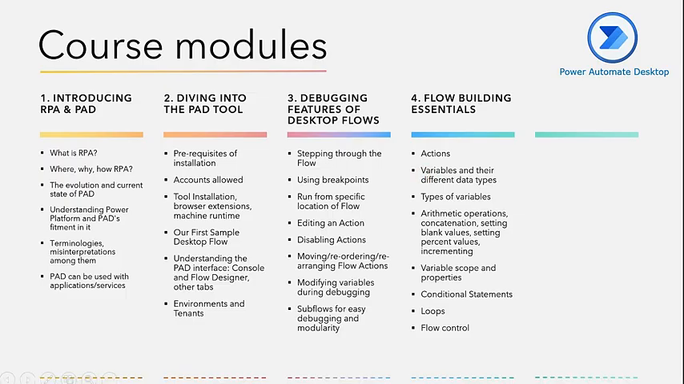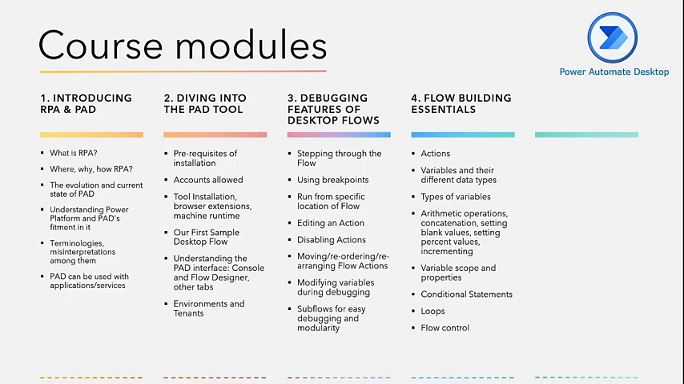Then the variables and their different data types. Data types meaning integer, string, and so forth. We'll be seeing all the available data types in PAD. Then the types of variables. A type of a variable is different from a data type. Type in the sense there are two types of variables, input output variables and flow variables in PAD.